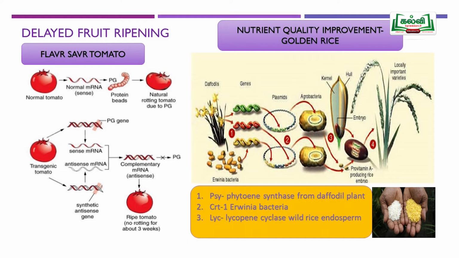So what technology did they use here? Three important genes were isolated and transformed into the crop variety. One gene is PSY, phytoene synthase. This gene is isolated from the daffodil plant. Another one is CRTI. This gene is isolated from Erwinia bacteria. Another one is the lyc gene, which will produce lycopene cyclase. This is isolated especially from the endosperm of a wild rice. All those three genes have been cloned in a vector and finally introduced into the rice plant.